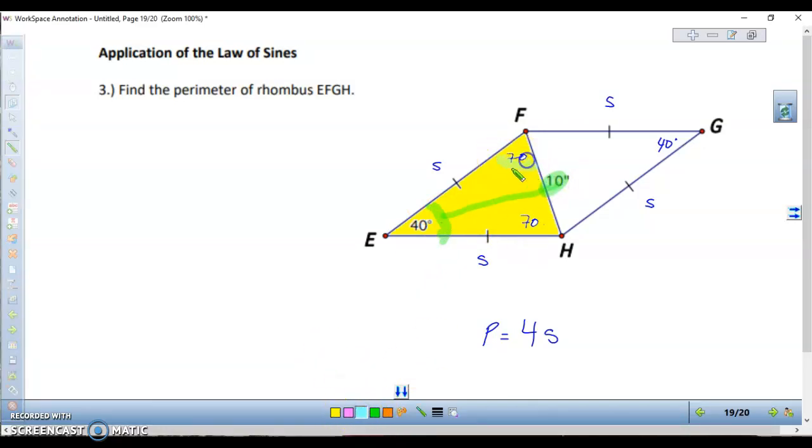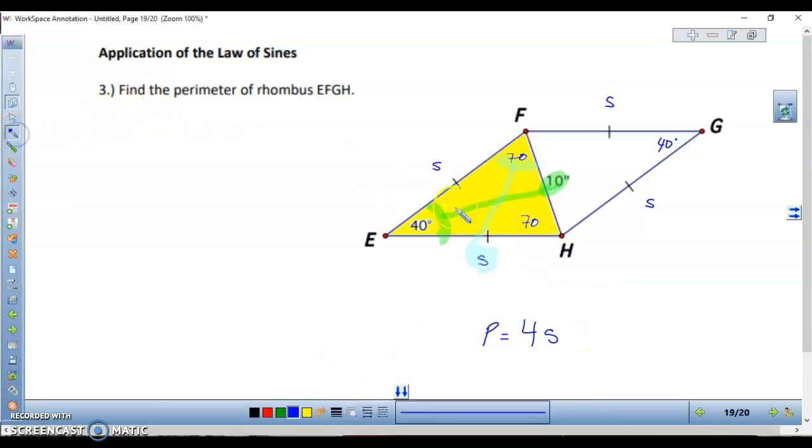I have this angle. I want to find the side across from it. So I can just tell, based on what's given to me, what I want to find. An angle, find the side across from it. Given an angle, you know the side across from it. This is simply a law of sines problem.